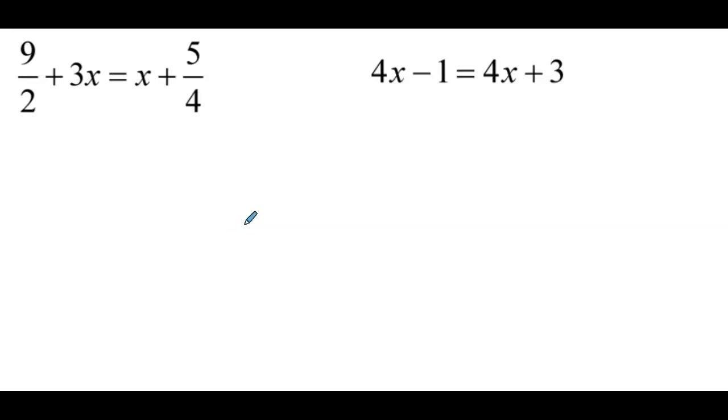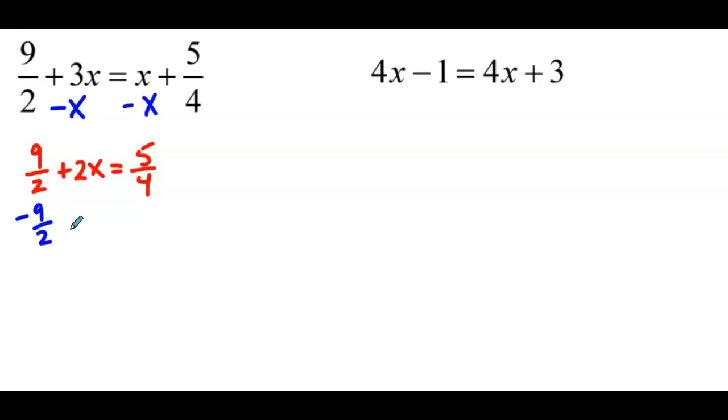9 over 2 plus 3x equals x plus 5 over 4. So we've got a few fractions to deal with here. So I'm going to start by subtracting x from both sides of the equation. So that's going to leave us with 9 over 2 plus 2x equals 5 over 4. Subtract 9 over 2 from both sides of the equation. Now we're going to have to find a common denominator, so I'm going to replace minus 9 over 2 with minus 18 over 4. Multiply the numerator and the denominator by 2. And that's going to give us 2x equals negative 13 over 4.